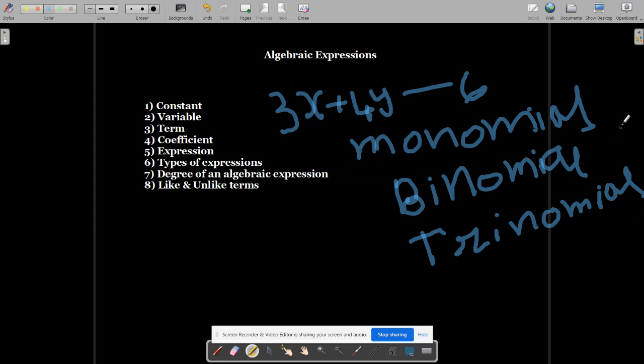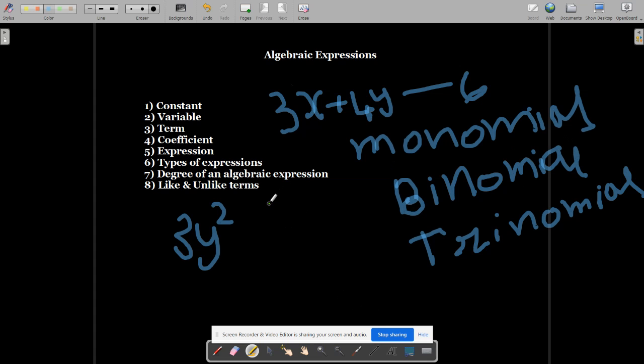What is a monomial? An expression that consists of a single term is called a monomial. For example, if I write 3y square, this is a single term in an expression. So, that is called a monomial.